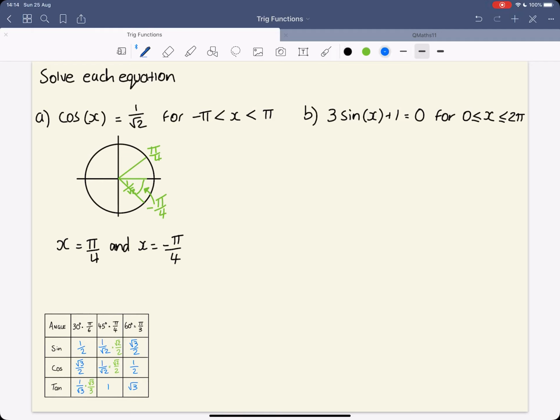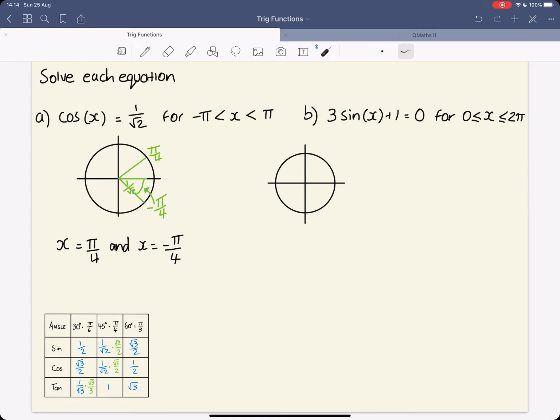We're solving 3 multiplied by sine x plus 1 equals 0, in between 0 and 2 pi. Now that's a little bit easier. It's just going around anti-clockwise from 0 all the way around to 2 pi, the full circle. Let's go ahead and draw a unit circle again. I might just adjust this a little bit. All right, I'm happy with that. Let's just shift it across for now.